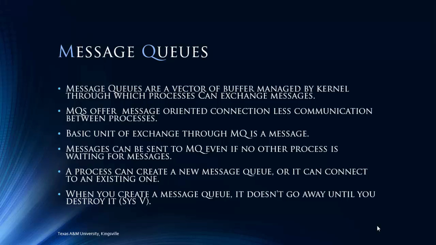Every IPC mechanism has one thing in common. Whenever they are created, a unique key is assigned to them. Based on the key, a process can create a new message queue or it can connect to an existing one. And when you create a message queue, it won't go away until you destroy it.